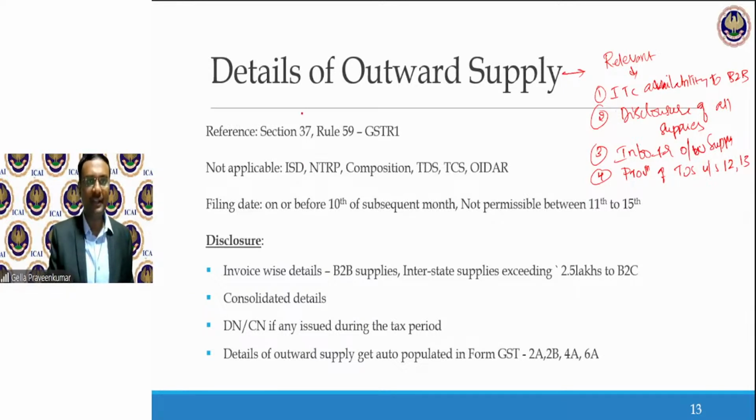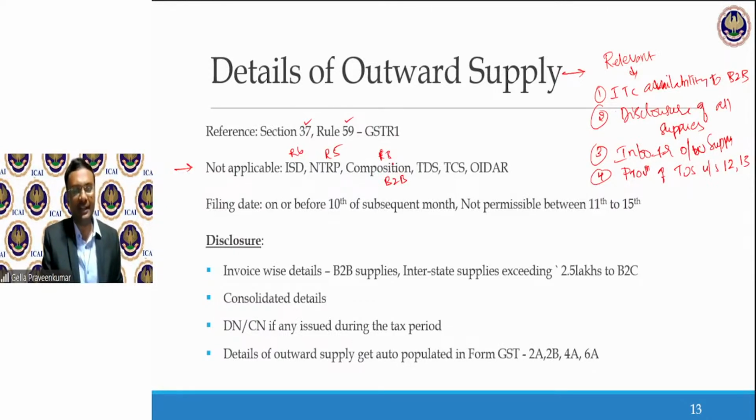This provision of GSTR-1 is specified under Section 37, read with Rule 59. This is not applicable for ISD because GSTR-6 takes care of ISD. For NRTP, GSTR-5 is already there, so for him there is no GSTR-1 requirement. Section 10, composition, they file GSTR-4, and they don't give any input tax credit to a registered person. They're not supposed to collect tax. So composition persons also need not file GSTR-1.